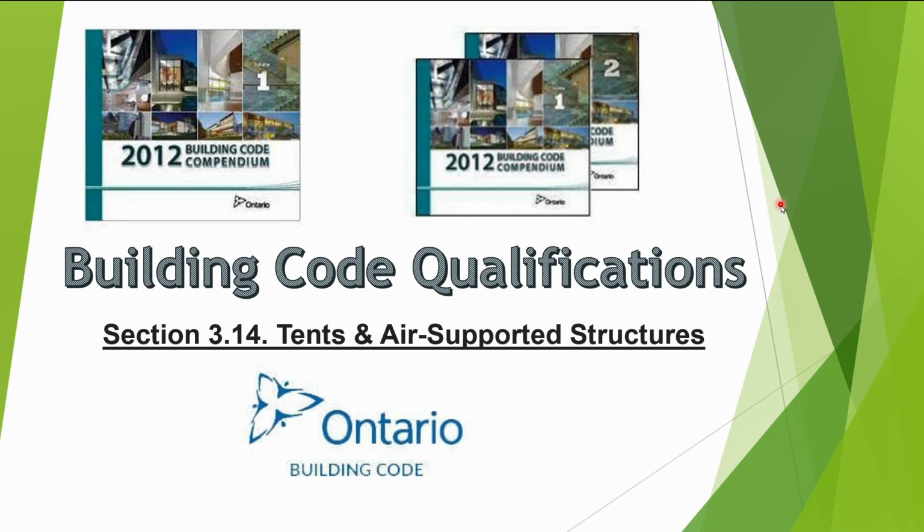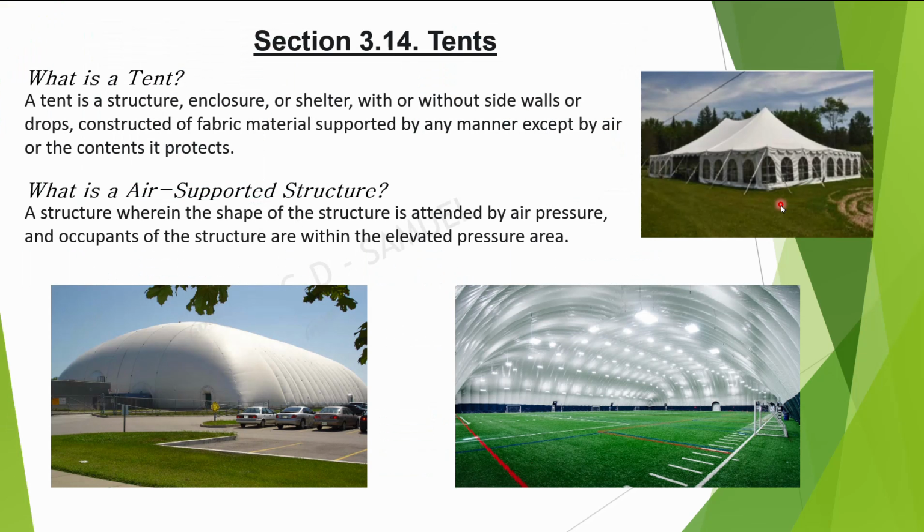Today we're going to be looking at section 3.14, tent and air supported structure. Our main focus in this tutorial will be on tents. Now what is a tent? A tent is a structure, enclosure, or shelter with or without side walls or drops, constructed of a fabric material supported by any manner except by air or the contents it protects.